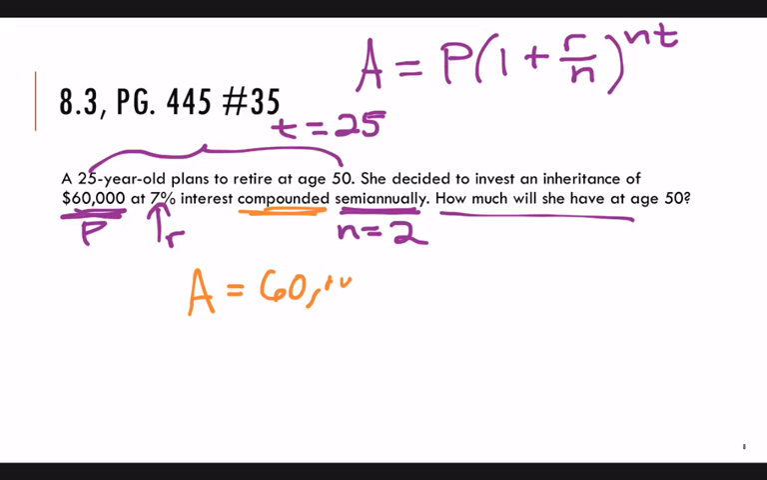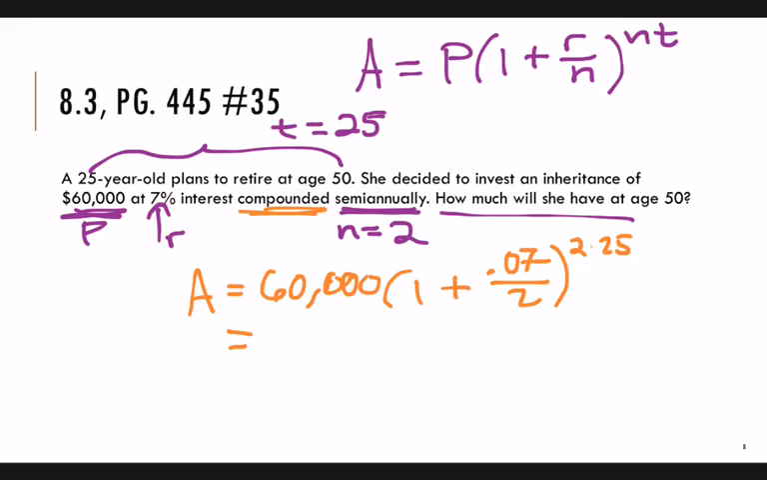Okay, 60,000 times 1 plus 0.07 divided by 2, raised to the power of 2 times 25. And all of that. Okay, I think that's it, yes.